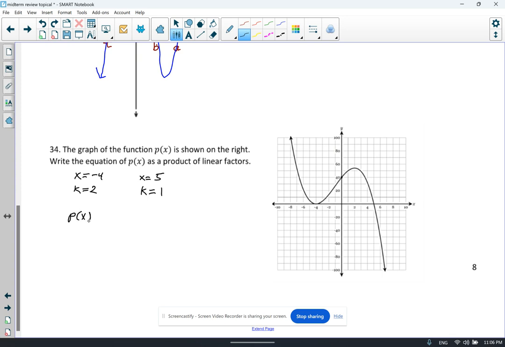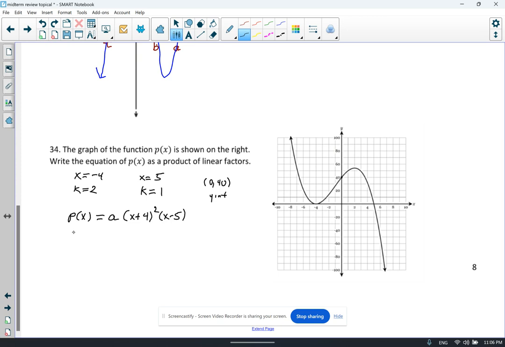For this particular problem, we are given enough information so we can get the exact equation because we know what the y-intercept is, 0, 40 are the coordinates of the y-intercept. And so I can find my leading coefficient. So this is going to be something A times x plus 4, because minus minus 4 is x plus 4, squared, times x minus 5. That's the general equation.